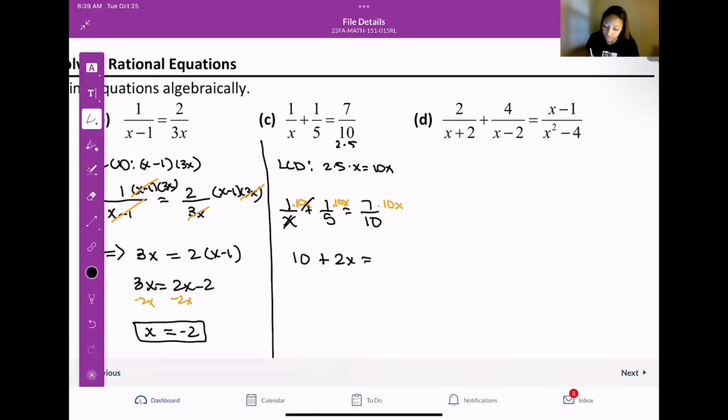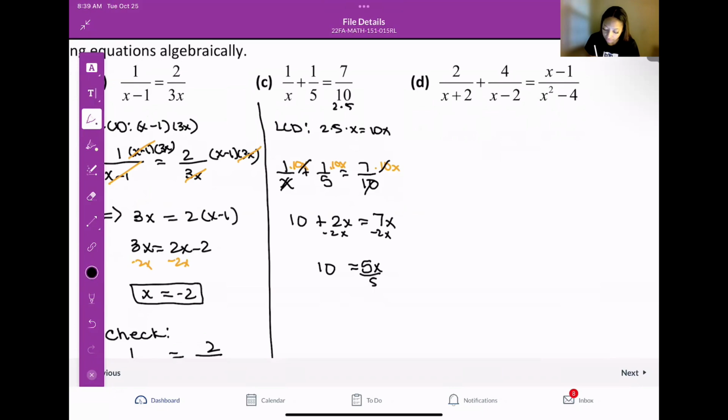That equals 7 over 10 times 10x. The 10s cancel, and we have a 7x there. So 10 plus 2x equals 7x. Again, a linear equation is what we end up with. To solve this, we are going to subtract 2x from both sides. That gives us 10 is equal to 5x. And then if we divide both sides by 5, we get x equals 2.